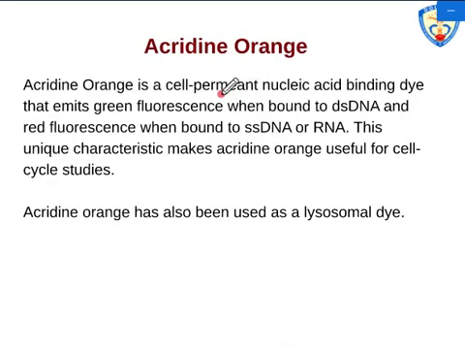Acridine orange is a cell-permeant nucleic acid binding dye that emits green fluorescence when it is bound to double-stranded DNA and red fluorescence when it is bound to single-stranded DNA or RNA. This unique characteristic makes acridine orange useful for cell cycle studies. This dye has also been used to stain lysosomes.